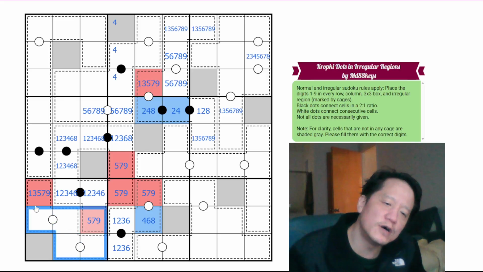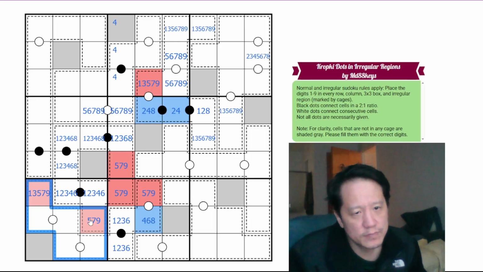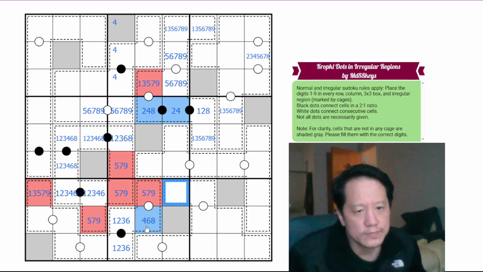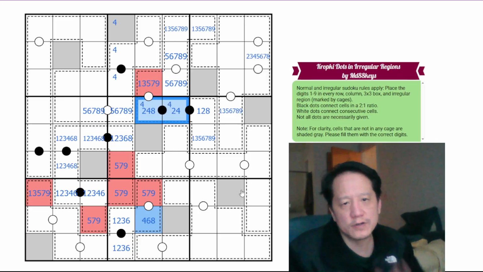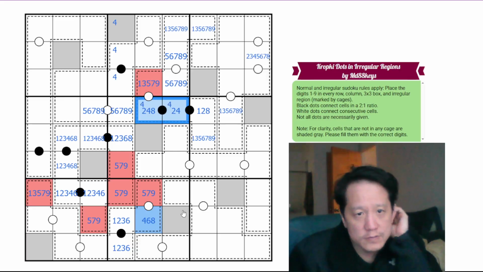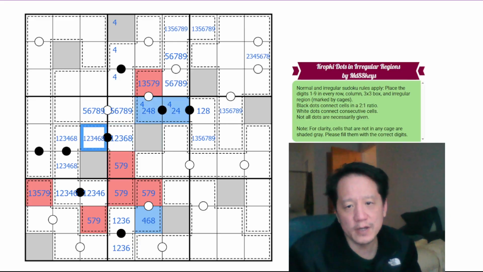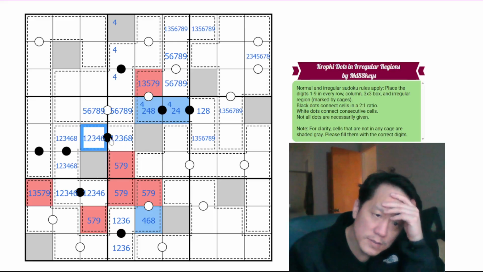We have 4 odds in box 7. So this could be 2 evens. So 4 is guaranteed to be here, which eliminates 4 in the rest of the box, so this cannot be 8, because that would force this to be 4.